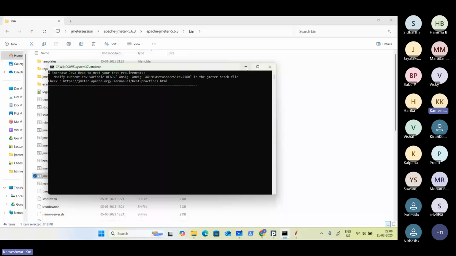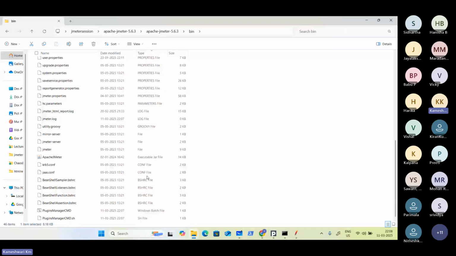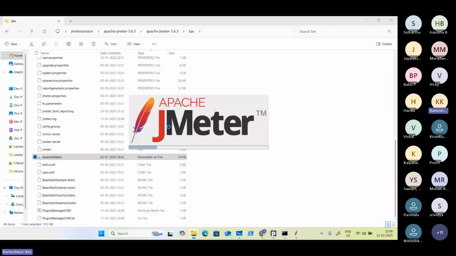If you run this jar file also, for example, let me show you. JMeter will run. Okay. But that terminal will not be there. Only the JMeter GUI will be. See, JMeter is open. Okay. With the jar file.